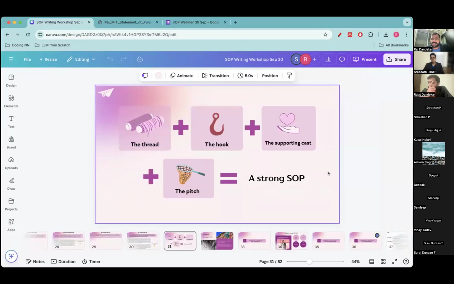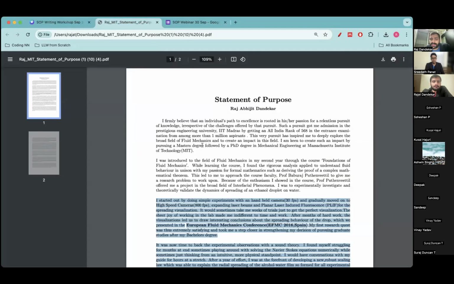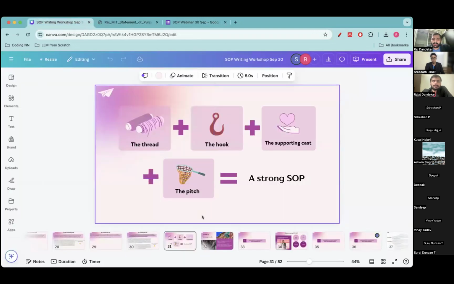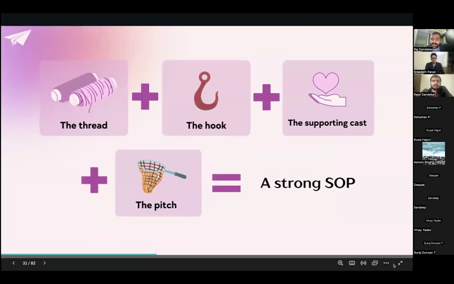I know some SOPs have word limits. The way you can do it, or at least the way I did it, is that I first made an SOP which is around 1400 words, and then I trimmed it later to satisfy the word count which other universities might require.